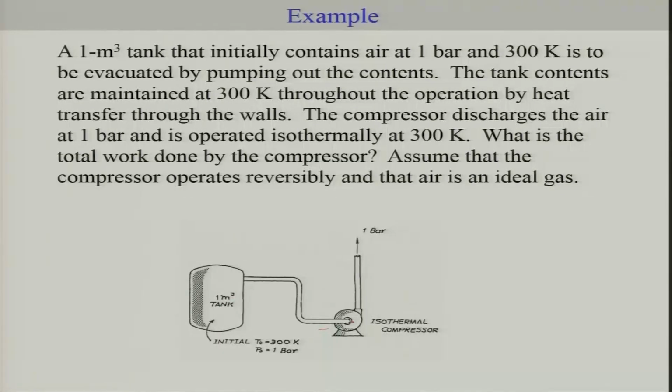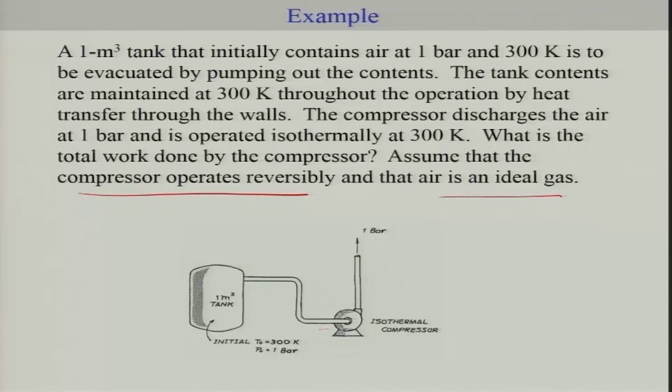The compressor discharges the air at 1 bar and is operated isothermally at 300 Kelvin. So, what is the total work done by the compressor when you take the whole amount of the gas and pump it out, or discharge it to the air? The other thing you have to assume is that the compressor operates reversibly and air is an ideal gas. This is a very gross approximation, but it will ease the problem to solve.